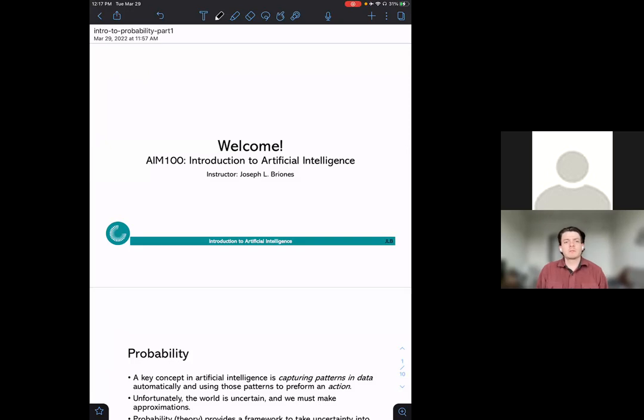Welcome to the course. Today we'll be talking about probability. This is part of the background mathematics unit. This week we'll be talking about background mathematics. Next week we'll be talking about background programming, and then we'll dive into some applications of artificial intelligence following.